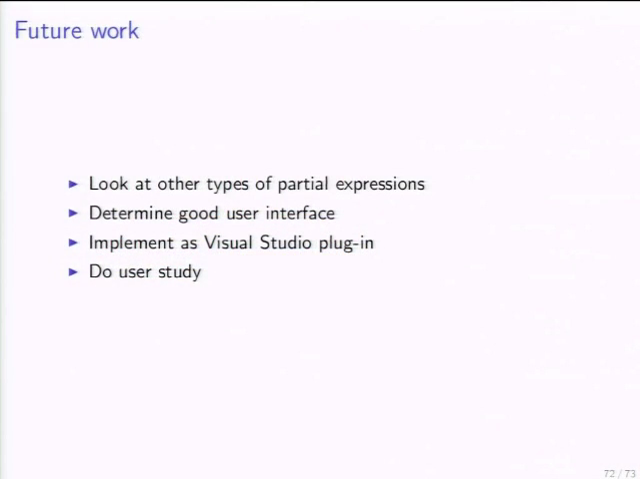So my future work here is to consider other types of partial expressions. I've just really been talking about partial expressions where I have a method call and its arguments, and perhaps some of the arguments have that dot question mark on it saying that it's not exact, and I want some path expression starting there.